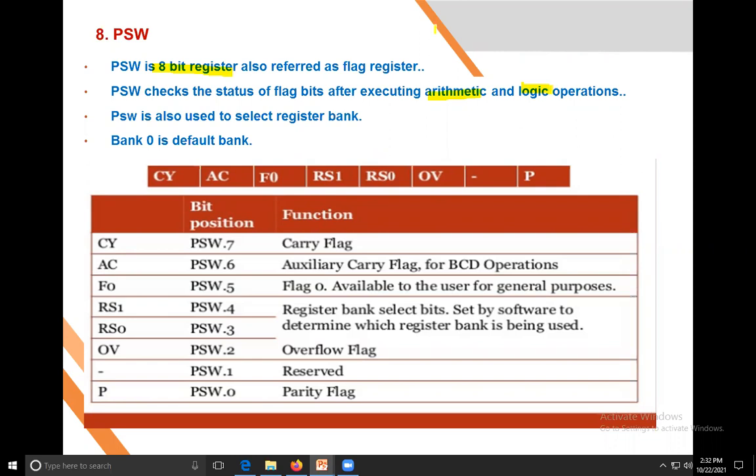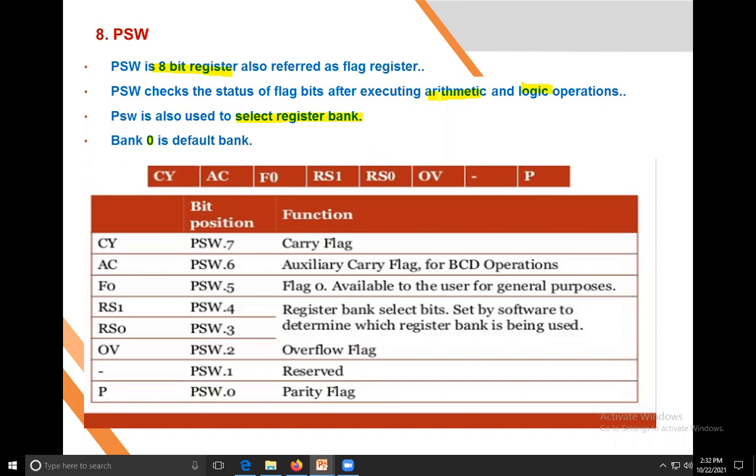Okay. Then what is the use of this PSW? First, it is an 8-bit register used for arithmetic and logic operations. Second, it is used to select the register bank. Bank 0 is the default bank, but you have to select the register bank. Okay, how to select the register bank?